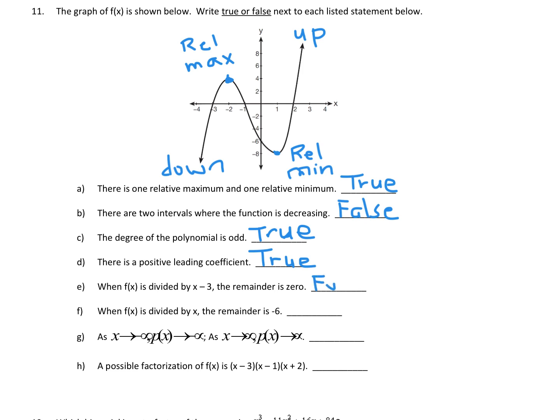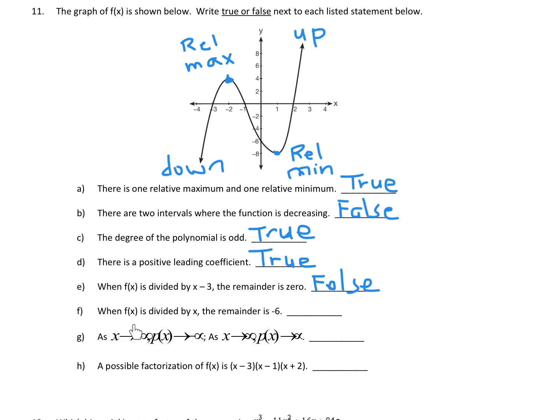Now, I just want to point out, if they had said when f of x is divided by x plus 3, if we wanted to divide by x plus 3, that's when you would go to negative 3 on the x-axis, and the function there would be equal to 0. But when dividing by x minus 3, we have to go to positive 3, the opposite sign on the x-axis, and the function does not have a y value of 0.